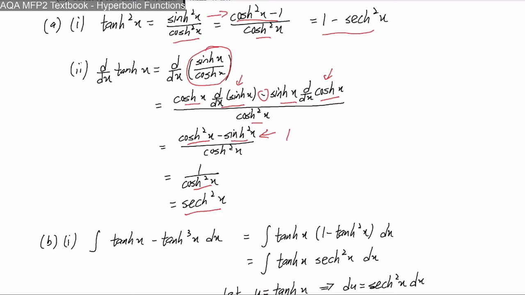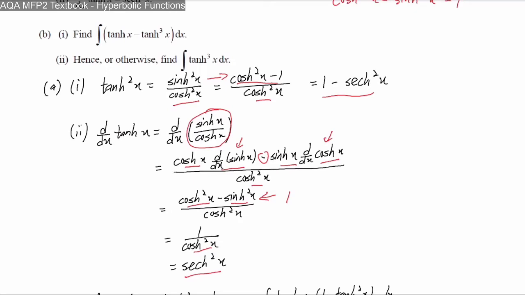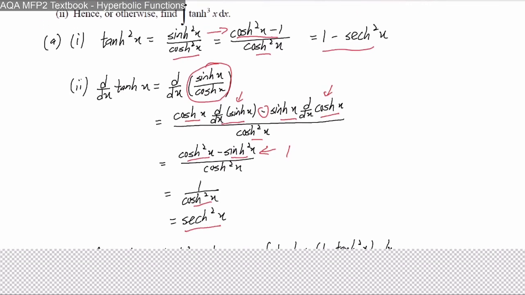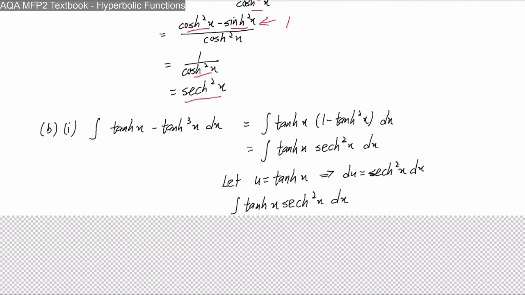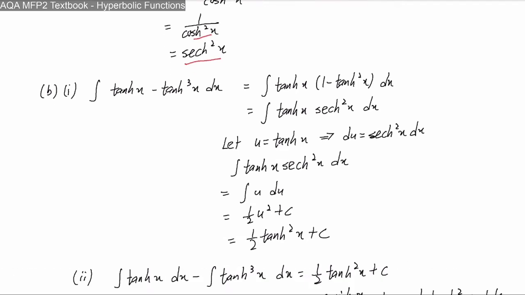Alright, so the second part is to integrate tan x minus tan power 3 x. For this one, we need to do a little bit of work. Even if we see this kind of expression in trigo, the usual tangent, we know that we are going to make it into something that is easier for us to integrate by changing it with some other identities. So in this case, we can first factorize out the tan x.